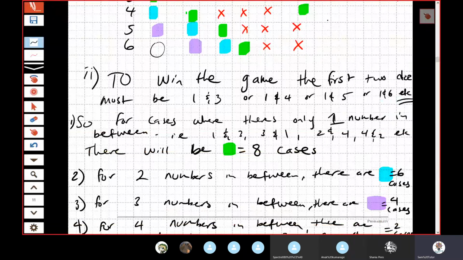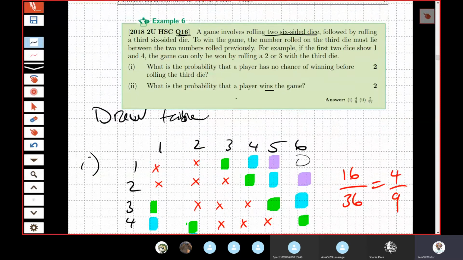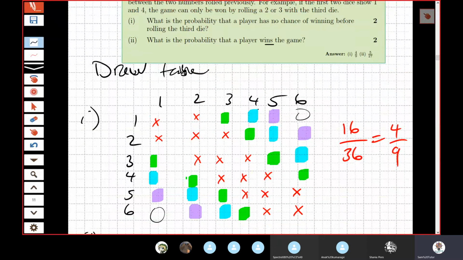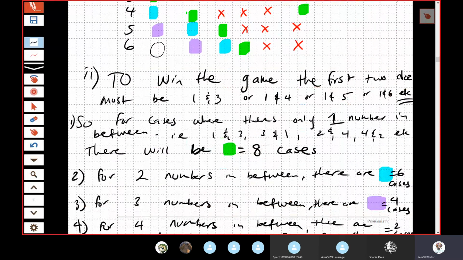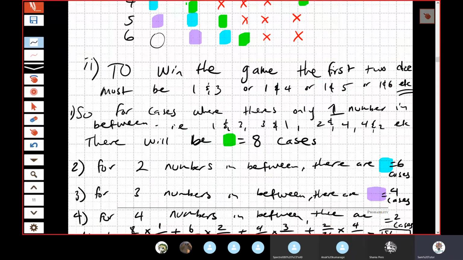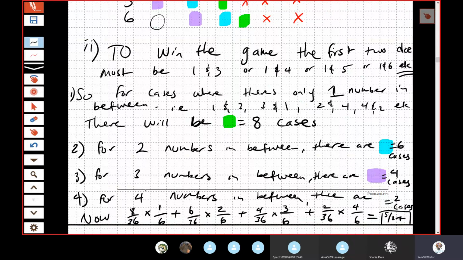Do we understand how I broke that down? 8 cases, 6 cases, 4 cases, and 2 cases. Because what you've got to work out, for you to be able to win the game, you need to first pass the first 2 dice, right? You gotta get past stage 1, let's call it. Once you're past stage 1, then you got to work out stage 2. So stage 1, there are 8 cases where I'll have 1 number, 6 cases where I'll have 2 numbers, 4 cases where I'll have 3 numbers, and 2 cases where I'll have 4 numbers in between. And then I'll just do the math.